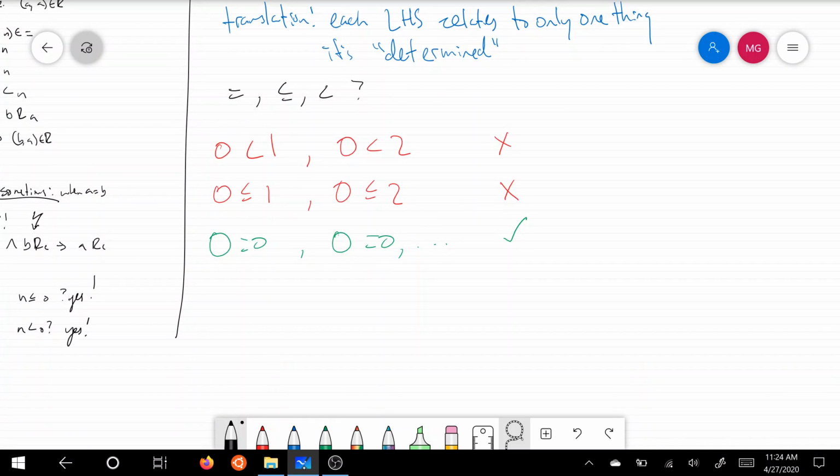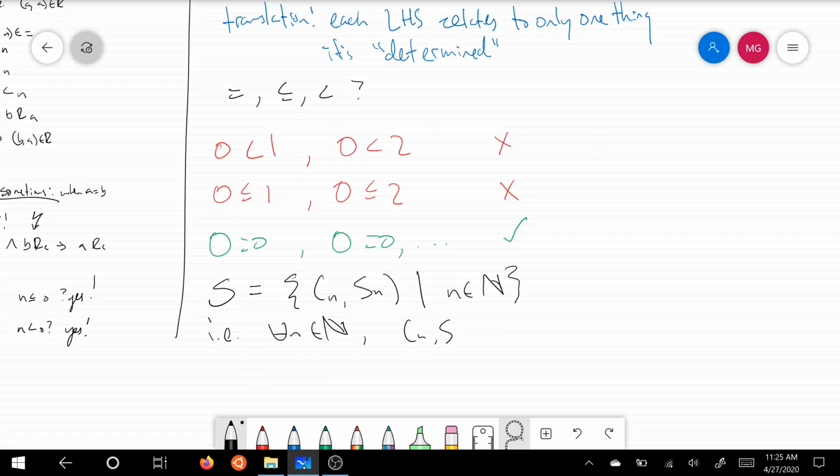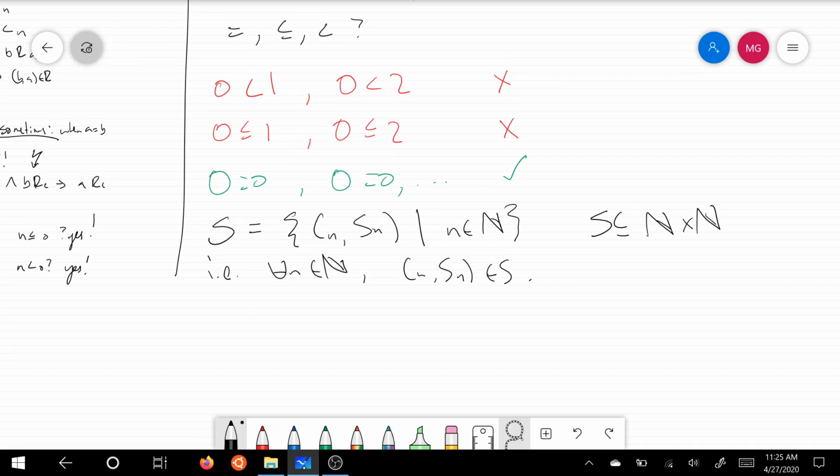And a preview of what we'll talk about two videos from now, I want to define one more relation. Here's a relation S. I'm not going to say what it means, but I'm just going to write it down in set builder notation. S is equal to the relation n S of n for every n in the natural numbers. That is, for all n in the natural numbers, (n, S of n) is in S. The type of S is a subset of naturals times naturals. Okay, and this relation S is deterministic.